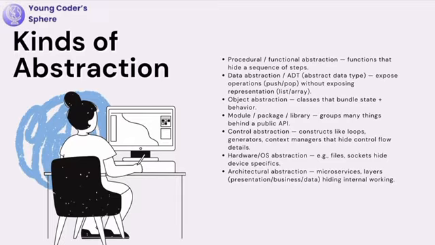There are many types of abstractions. For example, functional abstraction, functions that hide a sequence of steps. ADT exposes operations without exposing representation. Object abstraction, classes that bundle state and behavior. Module, package, and library abstractions, groups many things behind a public API. Control abstraction, constructs like loops, generators, and context managers that hide control flow details, and many more.